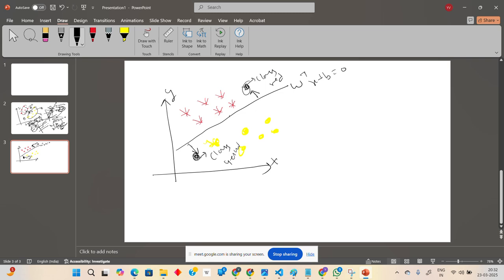Is this point clear till now? Yes, support vector machine has to be done? Okay, very good. Thank you.